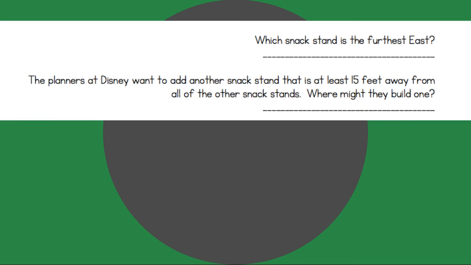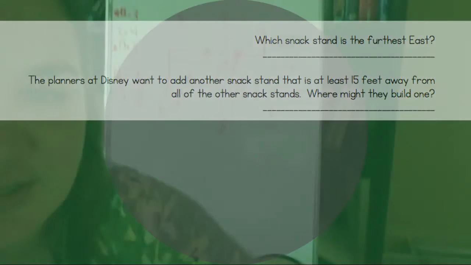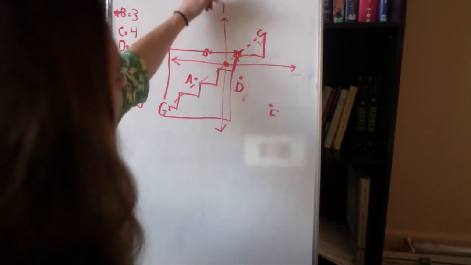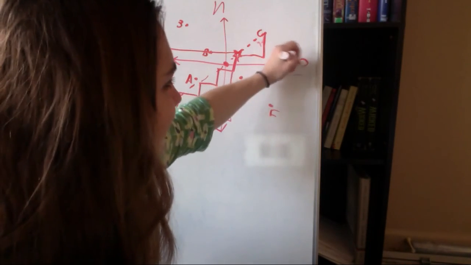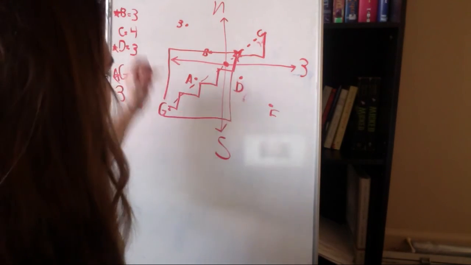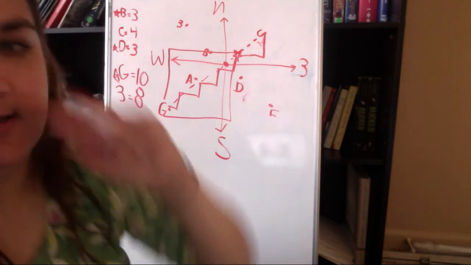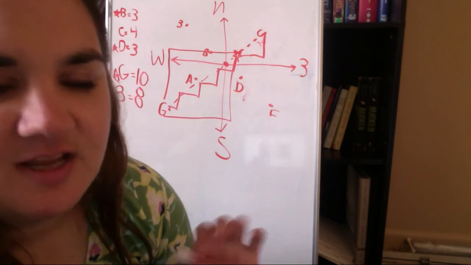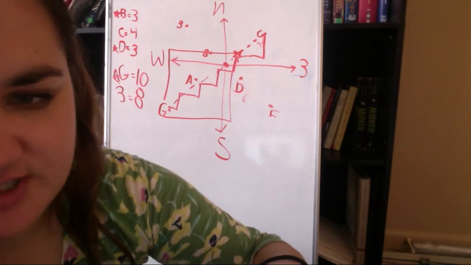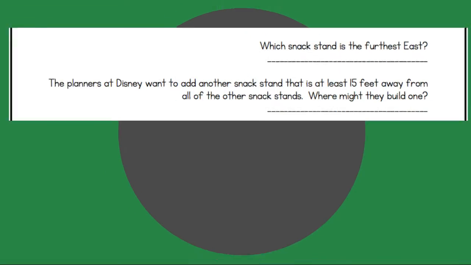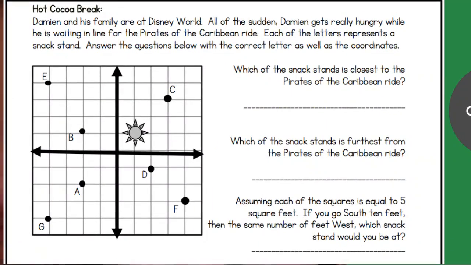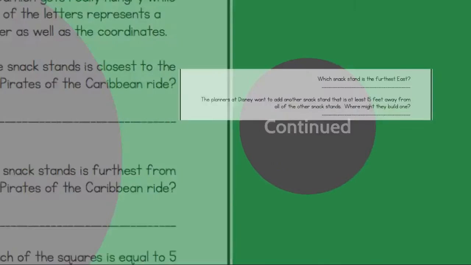Look at us. Which snack stand is furthest to the east? So again, we're pretending that this is north, east, south, and west. And then the furthest one to the east, northeast, southwest, never eat slimy worms, is going to be F, because you see how F is the furthest line to the right, which is the east direction.